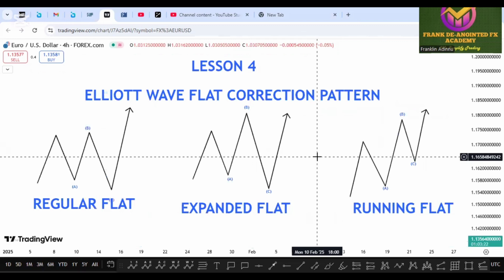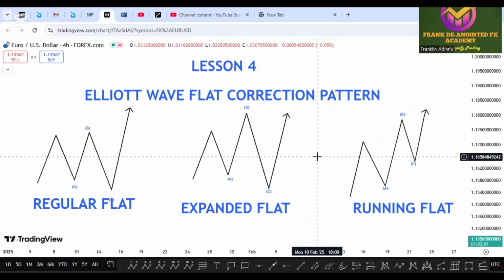So go to your chart now. You can see the example I have already given. Go to your chart with this video. Begin to mark the expanded flat, backtest, mark the running flat, identify them, because the more you practice, the more you are able to identify them quickly, the more you catch the next impulse.